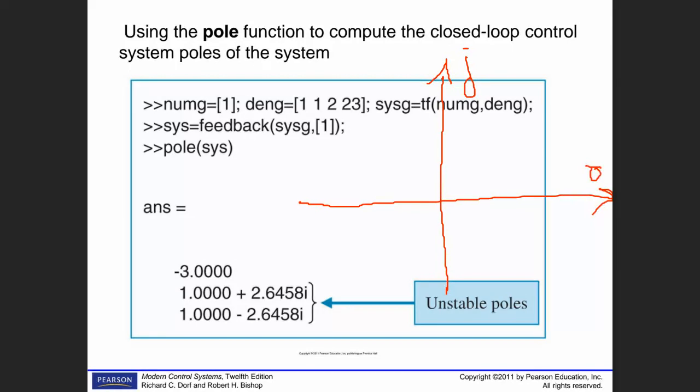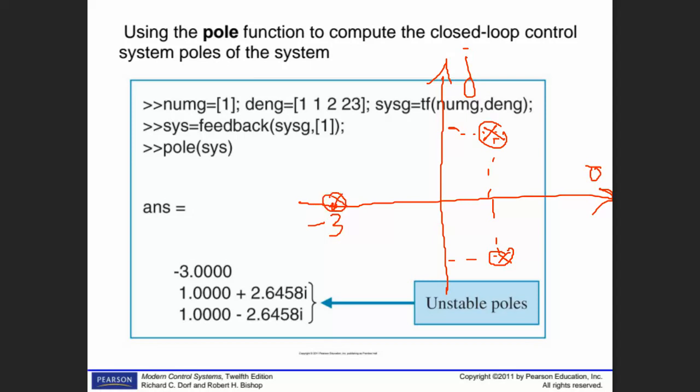So -3 here. -3. However, this one is -1 plus 2. One pole is located here. The other pole is located there. One pole is located here. So we have 3 poles.